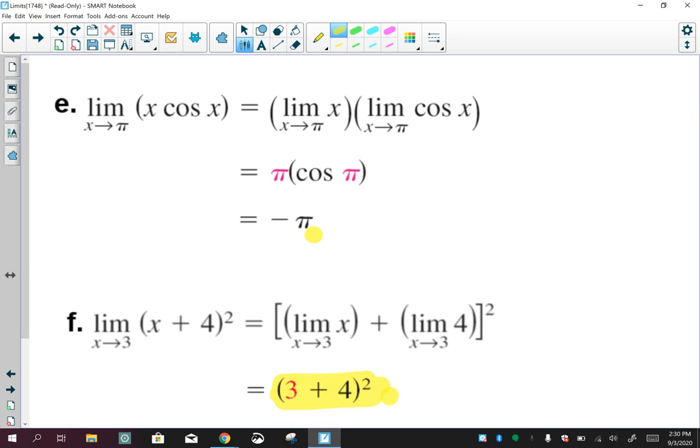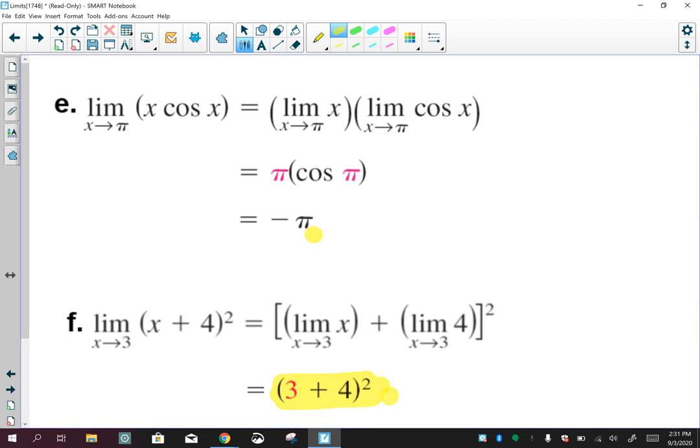Now, again, that's only on free response questions. If you're on a multiple choice question, then you're not going to have 3 plus 4 squared. You're going to have 49 as an actual answer.